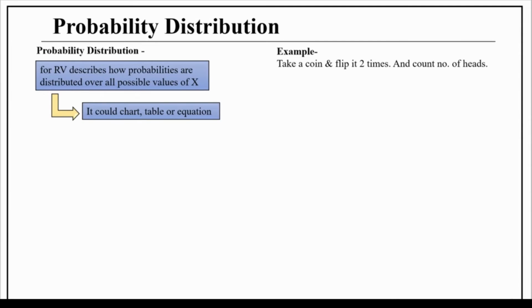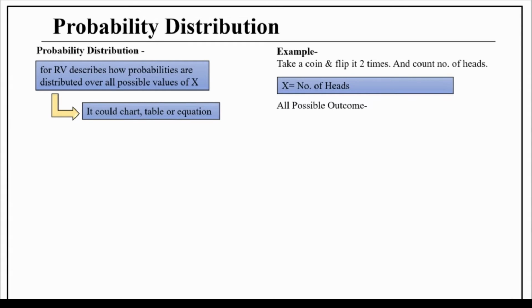Let's take an example to understand it properly. The question states: take a coin and flip it 2 times and count the number of heads. Here x is the random variable which is equal to the number of heads. Now let's see all possible outcomes. When we flip, the first possibility can be head. When we flip the second time, the possibility can be head again. So here x is equal to 2.